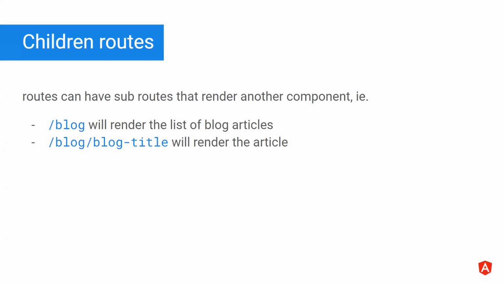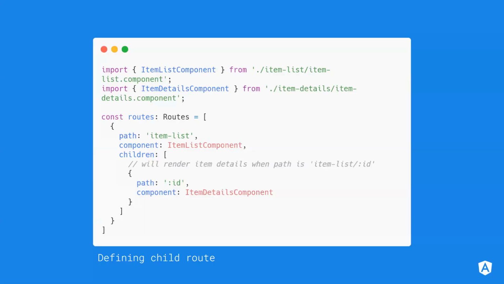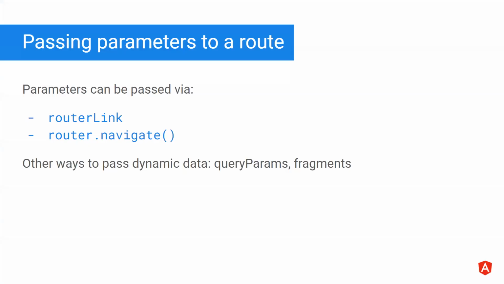So there's also the children routes that route to the sub-path. For example, the most common one you can see is like /blog, and then /blog/article title. So for example, this is it, right? So in this case, /item-list will render the item list component, and /item-list/item ID will render the item details component. So this colon ID indicates that this is a variable. Okay.